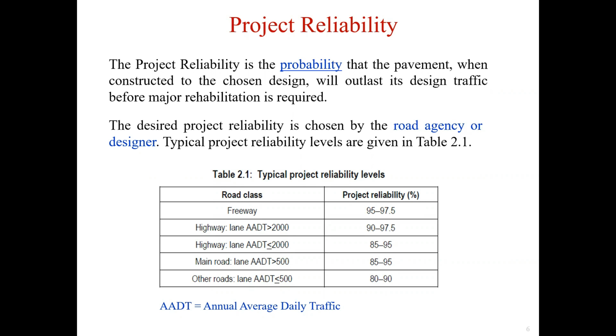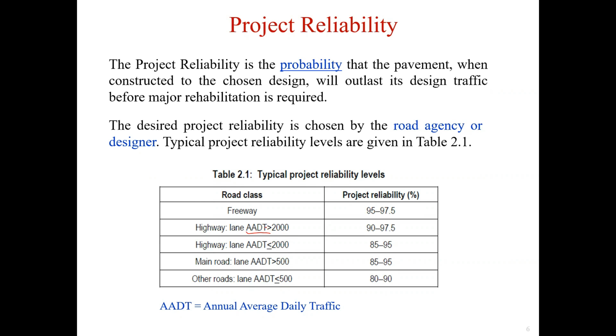Here, the AADT means the annual average daily traffic. It is the total traffic volume on a highway or road for a year divided by 365 days. AADT is a useful and simple measurement of how busy a road is.